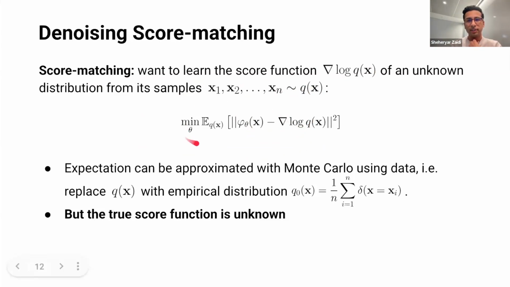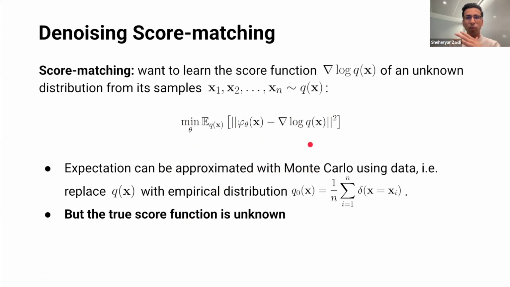And the main thing in generative image generation models and diffusion models is that, if you want to learn the score of a distribution, there are two difficulties. One is this expectation, which you cannot compute in closed form, so people usually replace it with a Monte Carlo estimate. And the second is that the true score function is unknown. So people have ways to work around this.